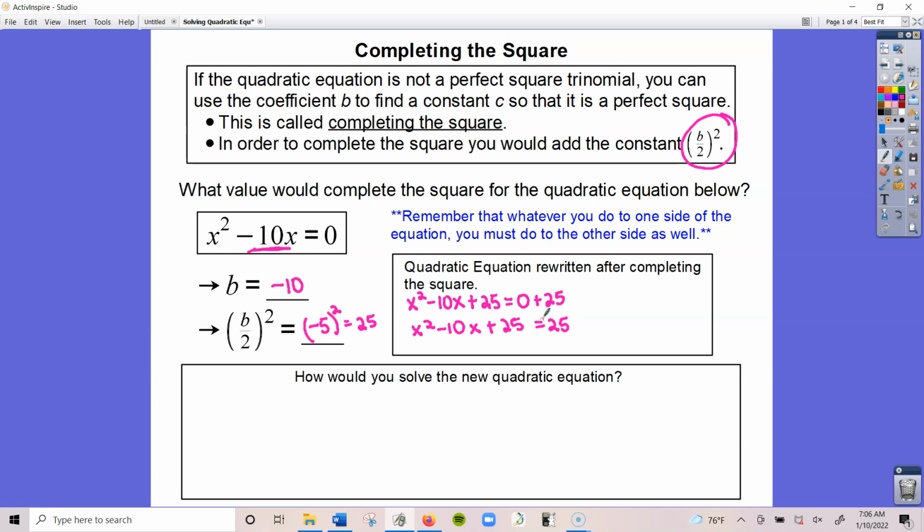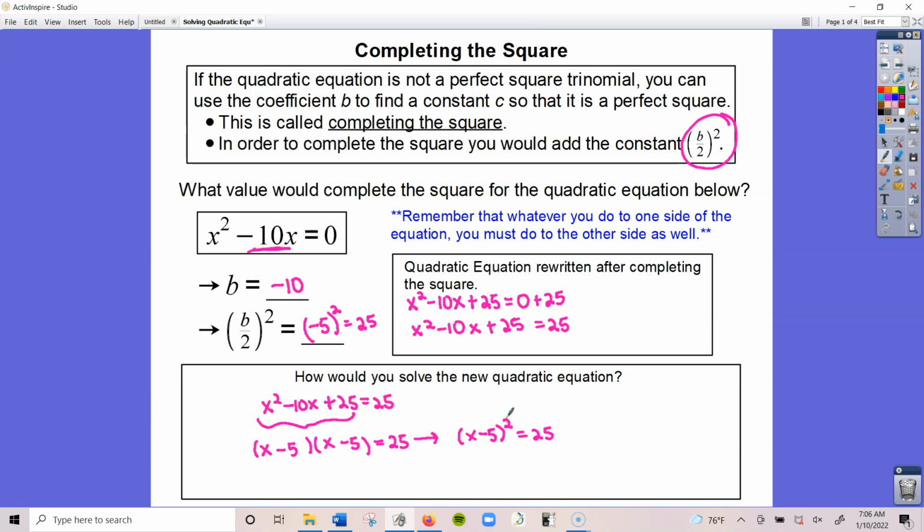When we are completing the square, we don't need this number here to be 0. So how do we solve this? We have x squared minus 10x plus 25 equals 25. We're going to factor this like normal. We're going to open the two parentheses, put x here and x here. The two numbers that multiply to give you 25 and add to give you negative 10 are negative 5 and negative 5. Since these two factors are identical, I can rewrite this as x minus 5 squared, and this is going to equal 25.